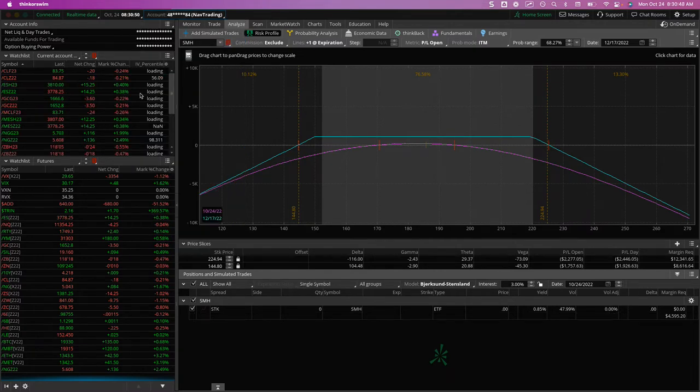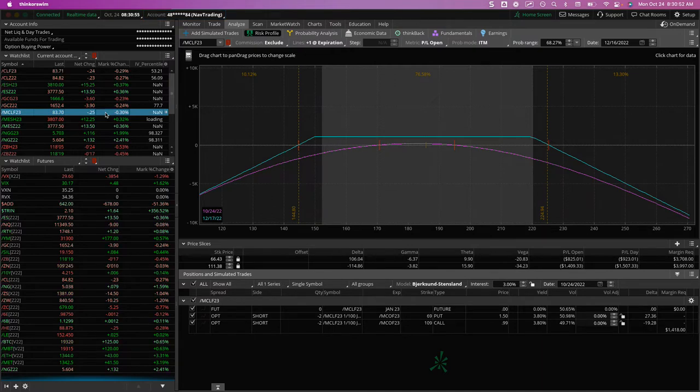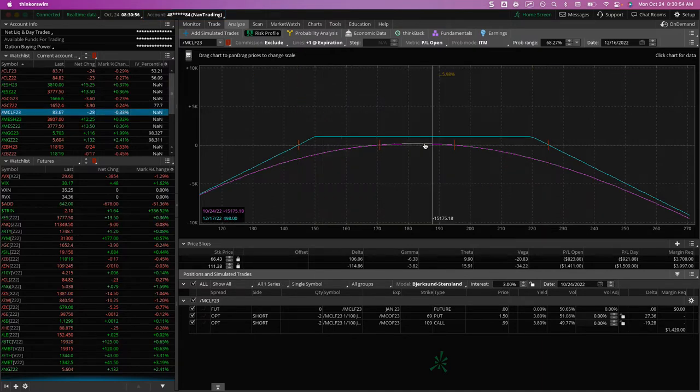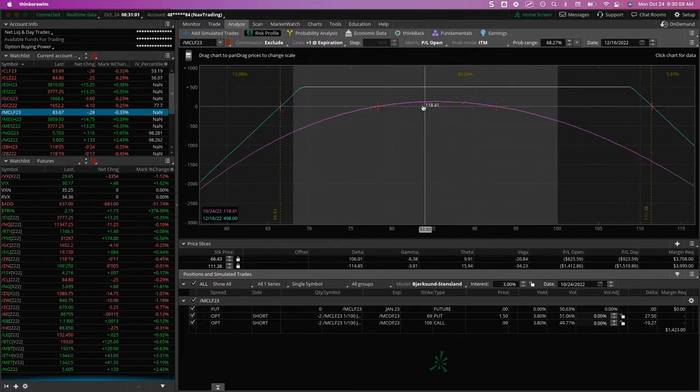Going over to our other option selling. Here's our short strangle in MCL. We're in good shape on this one. Price is hanging out right here. We've already rolled the calls down once. So a little bit more profit and we will be good to go there.